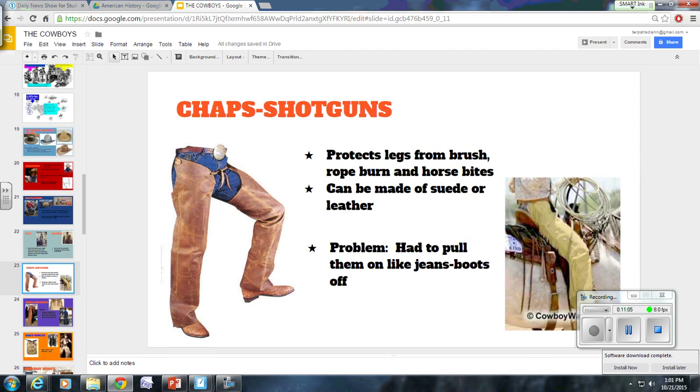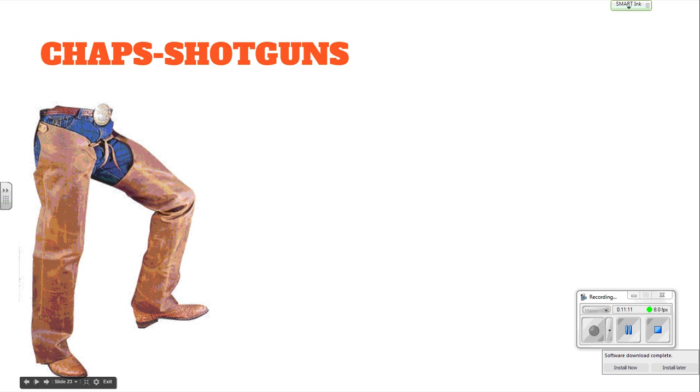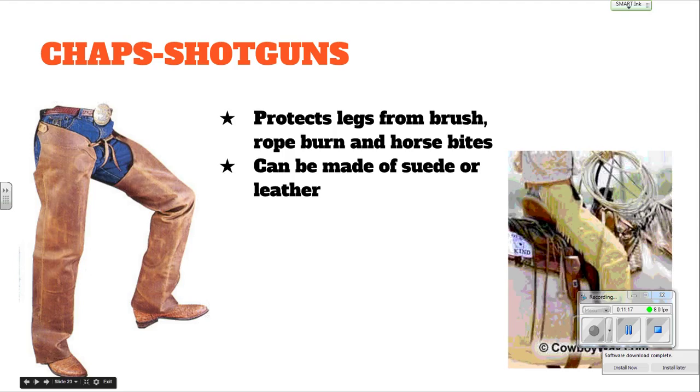So these were the first kinds of chaps that people wore. They were called shotguns. That was the name of this style. They obviously were worn for an obvious reason. It protects the legs from brush, rope burns, and horse bites.